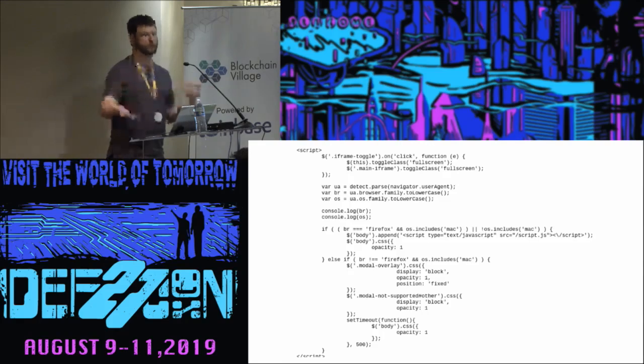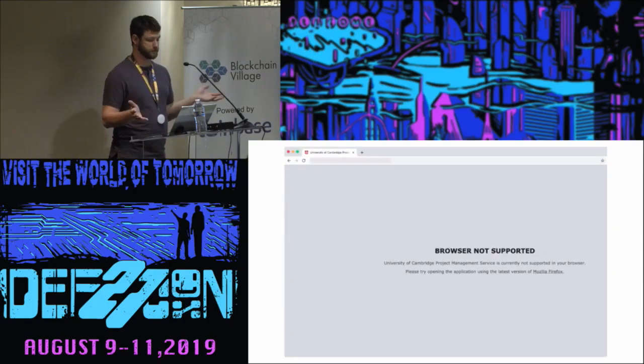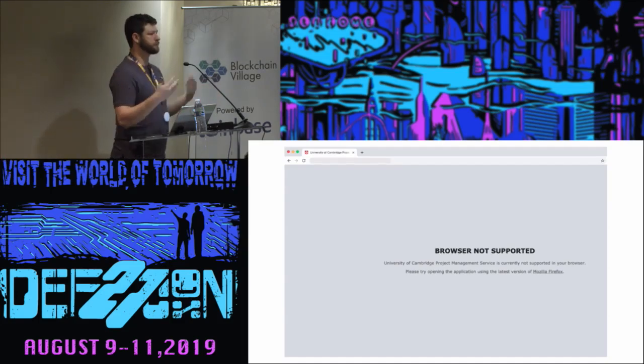So that a person who visited on Windows is going to see nothing really weird. The username and password won't work because there's nothing hooked into the form on the back end. But it's like, oh, that's weird, I wonder what happened, right? As opposed to if you're on Mac. Now, if you're on Mac and you're not on Firefox, what you get is this: sorry, your browser's not supported. Please install Firefox and continue, right?